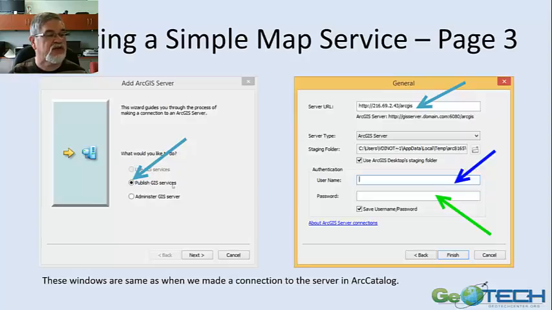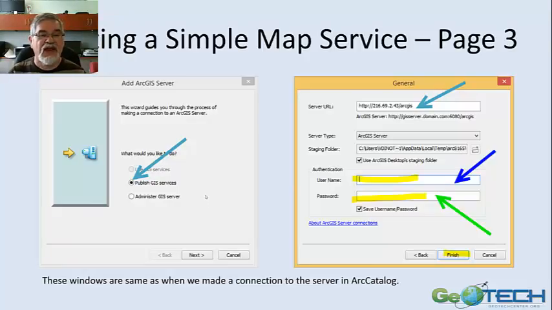We're going to publish a GIS service. We're not going to administrate the service. We're not going to use a service, but we're going to publish a service. This automatically gets filled in for me because I've already specified what server I'm going to use. This is all showing up here. Since we're going to publish, you must give authentication, which is your username and password, that you have rights to publish to that service. And so you got to give this information here, and you click Finish.